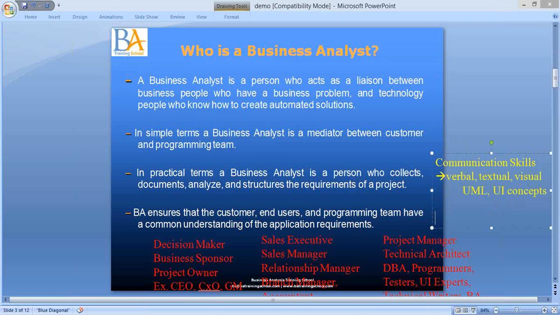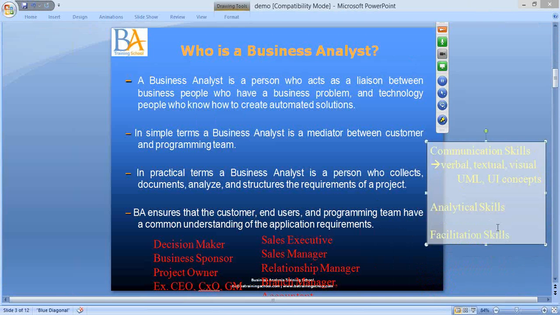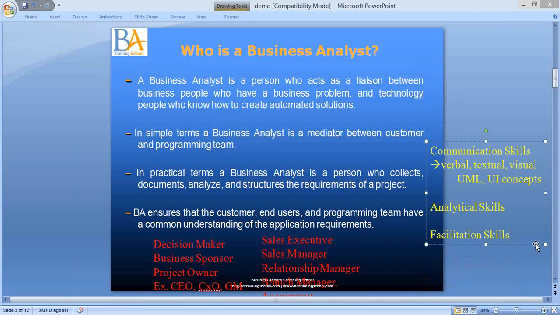And then you need to have very good analytical skills, in order to analyze whether what the customer is saying is correct or not, whether that is within the scope of the project or not, whether we can develop that within the project's technical aspects or not, with the help of your project manager, of course. And then you require very good facilitation skills, in order to conduct so many meetings among so many people and make sure that all the people are on track in those meetings. Hence you require very good facilitation skills.